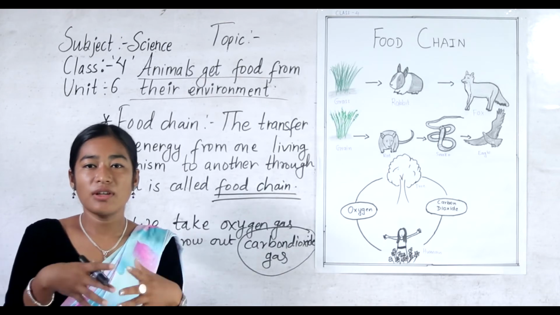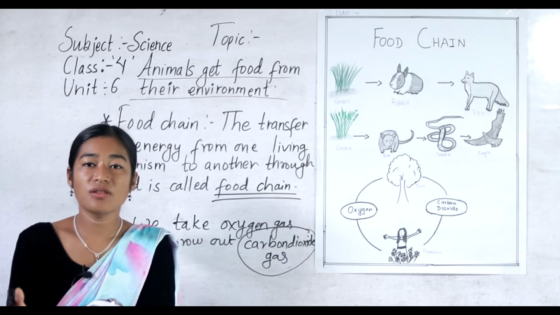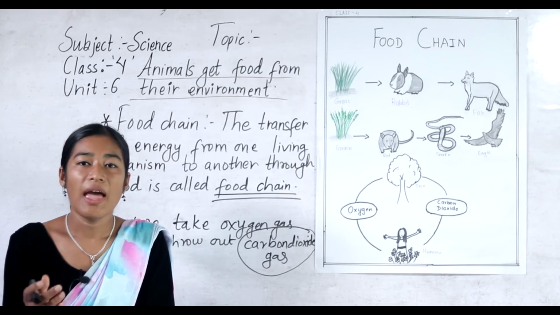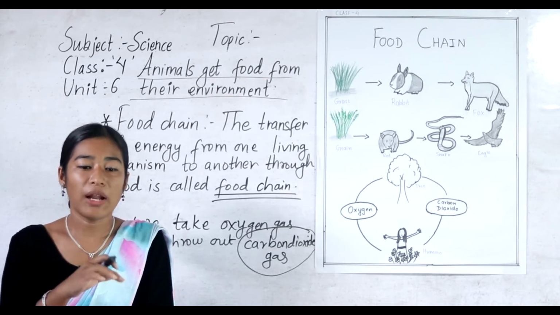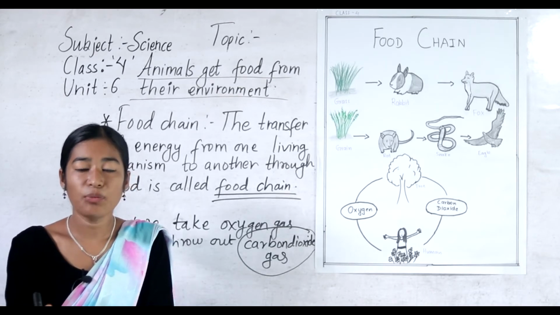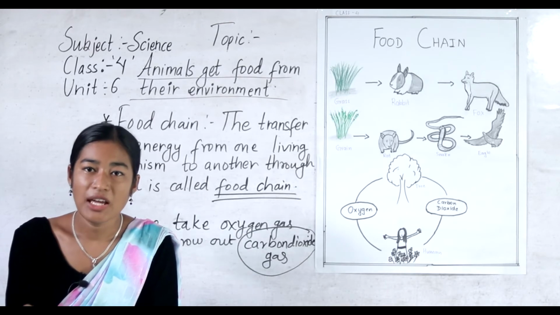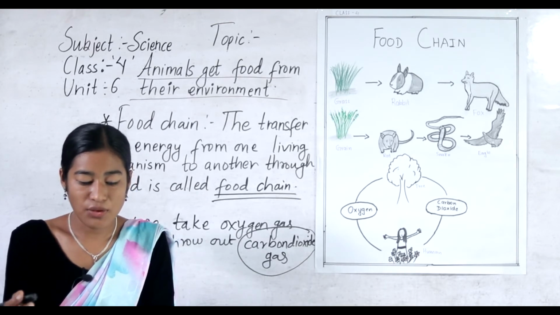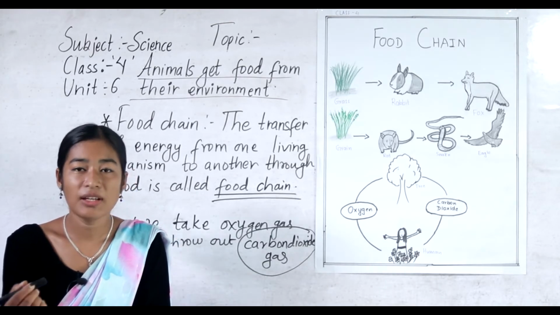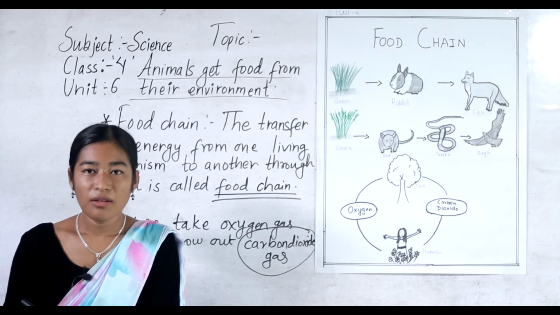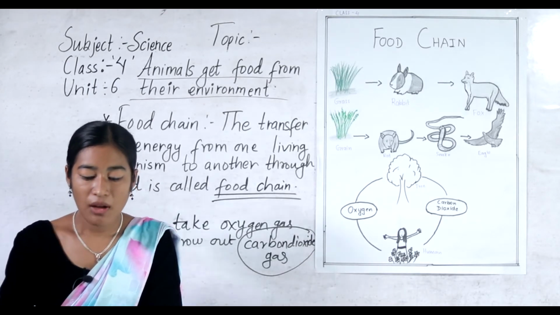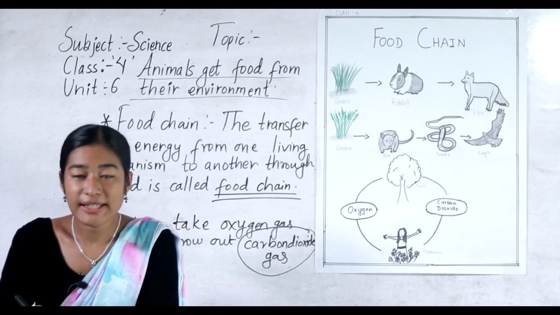So, animals also get benefited from plants and plants also get benefited from animals. They both, plants and animals, are interrelated with each other in many ways. Now, go through the next paragraph.